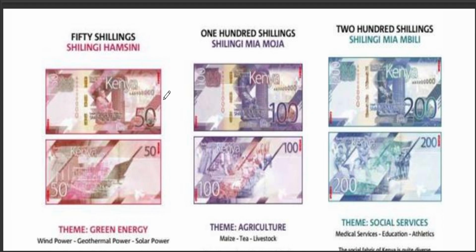And then we have the 200 shilling note ambao ni shilingi 200. The theme is on social services, the social services that we receive from the government, and that includes the medical services, afya bora, matibabu bora, and etc. Education, do we get quality education or not, and athletics, especially wale kina Kipchoge ndo yaangalie hapo. So yeah, let's go to the other slide.